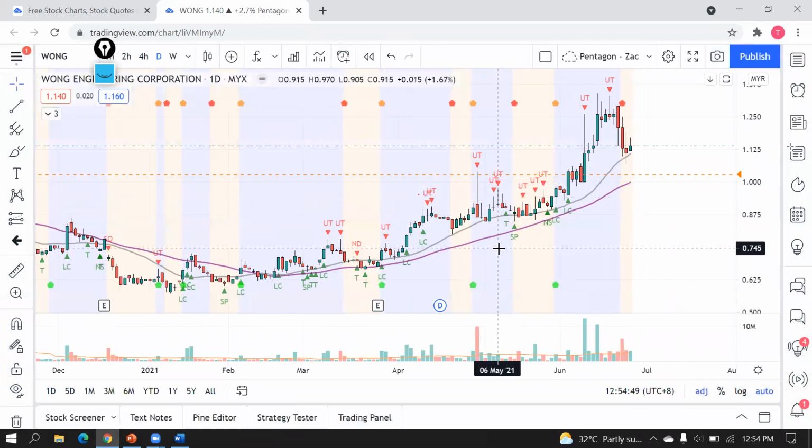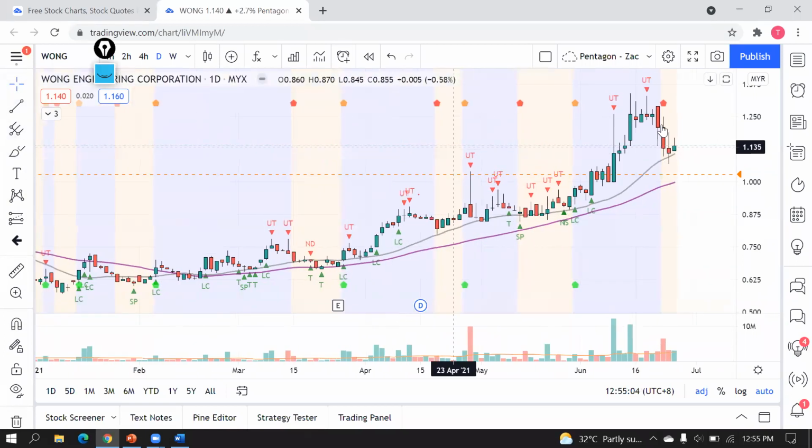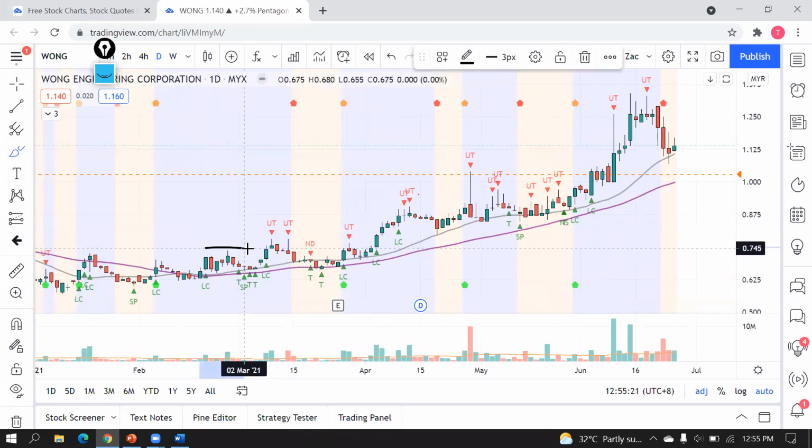Okay, let's try Wong. Now Wong, you were able to spot. I think Wong has a few that are very obvious, right? A chart like CAB, if not mistaken, also has one. Now I recall, when I see Wong right now, it reminds me of CAB.